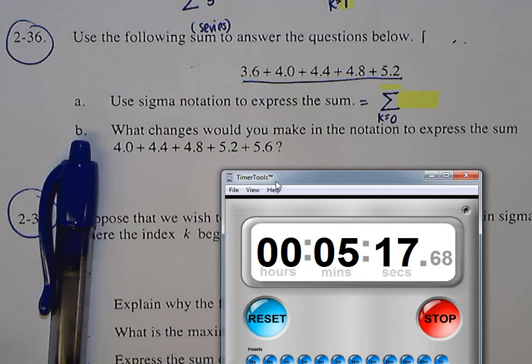Okay, you're doing 36 and 37. You're doing B. I did A. Where's the group work? I'm writing too.